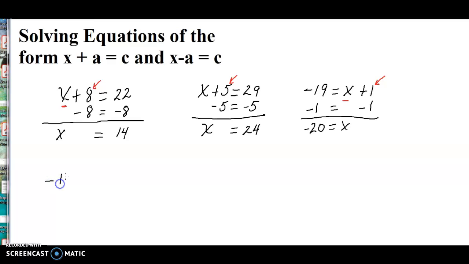Next problem. We have a negative 13 is equal to x plus 1. I need to get rid of this 1 here. And the only way I can get rid of that 1 is to subtract it away. So I'm going to subtract 1 from one side of the equation. I'm going to subtract 1 from the other side of the equation. So I get a negative 14 is equal to x.